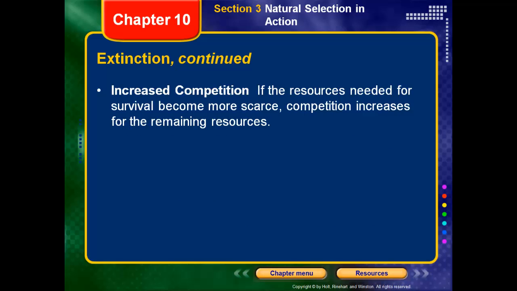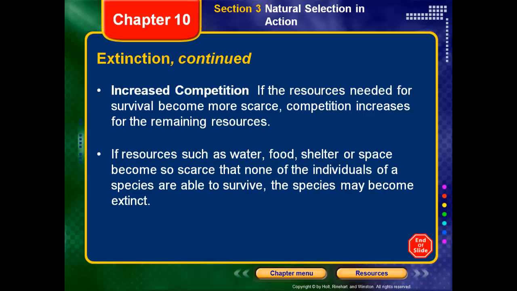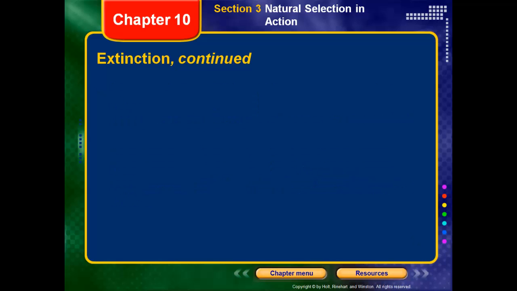So one thing that can cause extinction is increased competition. If the resources needed for survival become more scarce, competition increases for the remaining resources. So for instance, if the food source runs low, then the individuals are competing for whatever food is there. If some individuals have an advantage in getting the food, then they will survive and pass their traits on to their offspring. If that's not the case, then eventually they will all die out. So if resources such as water, food, shelter, or space become so scarce that none of the individuals of a species are able to survive, then the species may become extinct.